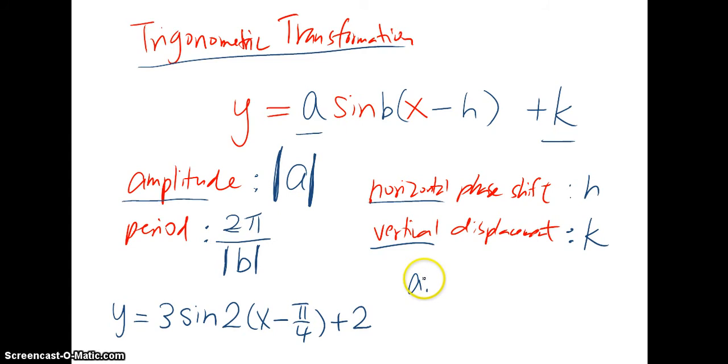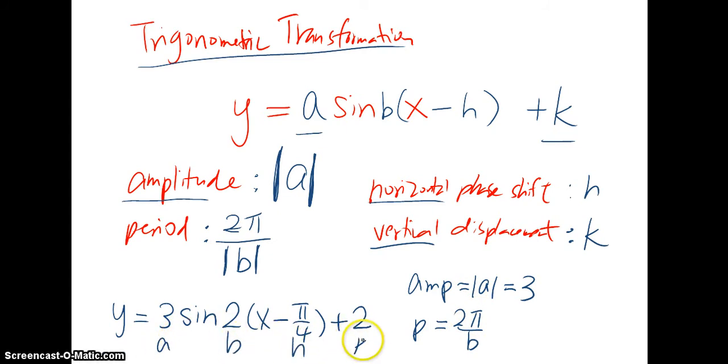First, you can say the amplitude is absolute A, so it is 3. The amplitude is 3. What's the period? The period is 2 pi over b. For this question, what's the b value? Let me write it here: A, B, H, K. Okay, let's put a plus sign here, so let's change the question to plus. So the period is 2 pi over 2. The answer is pi.